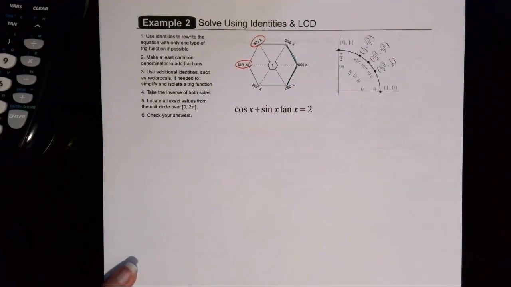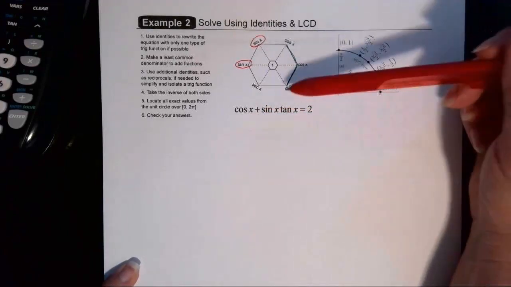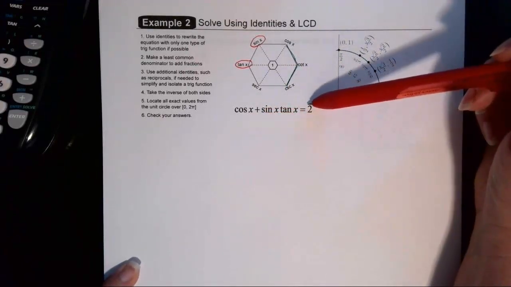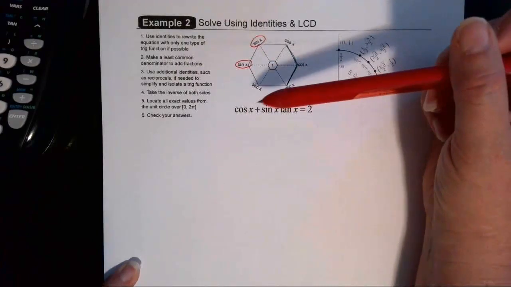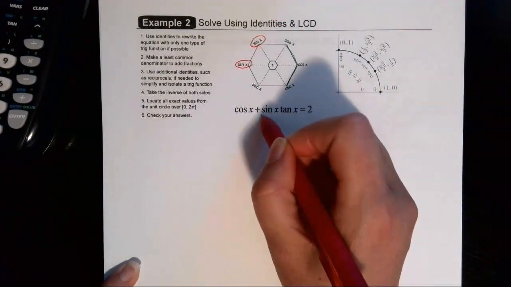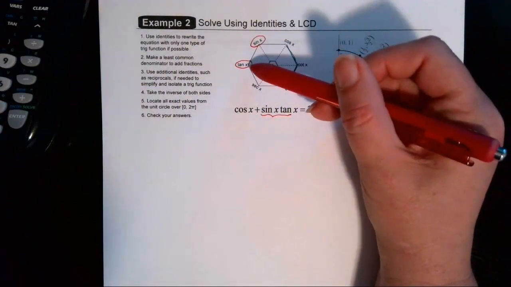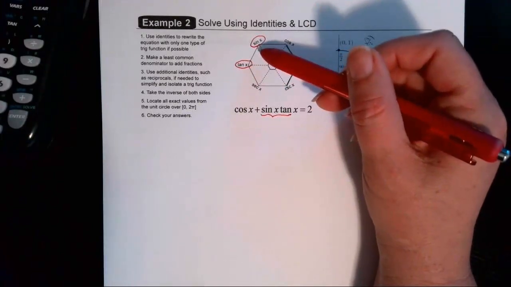So in example 2, we're going to solve this trig equation: cosine of x plus sine of x times tangent of x equals 2. And when we look at our trig identity hexagon, because this is a product, this sine of x times tangent of x, we're tempted to say that that is a product identity.